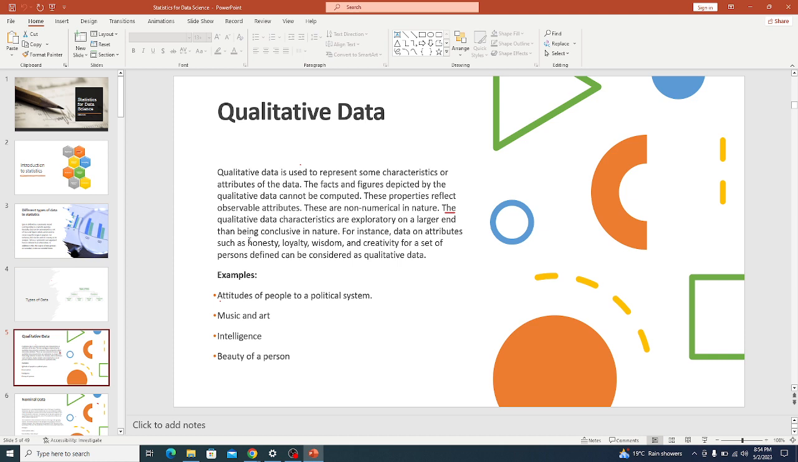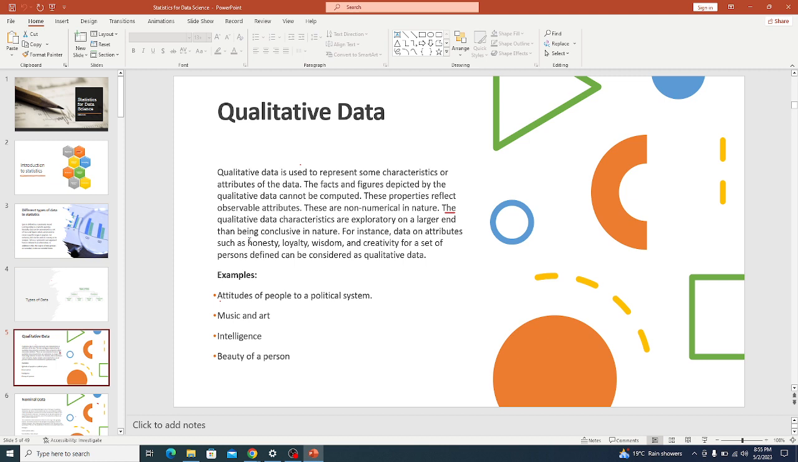Qualitative data are non-numerical in nature. But now that's where the confusion comes in. We've said they are non-numerical in nature, but there is a way we can assign values to the attributes, like in gender.